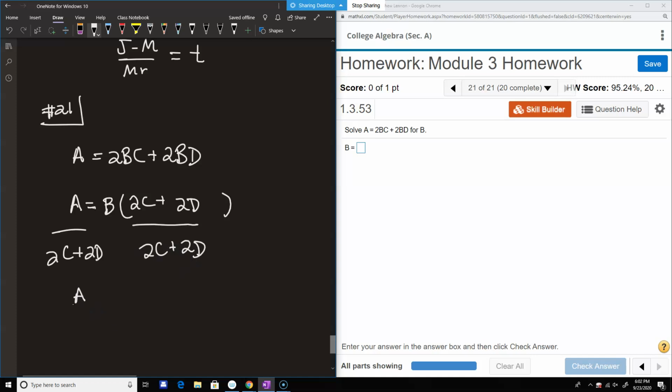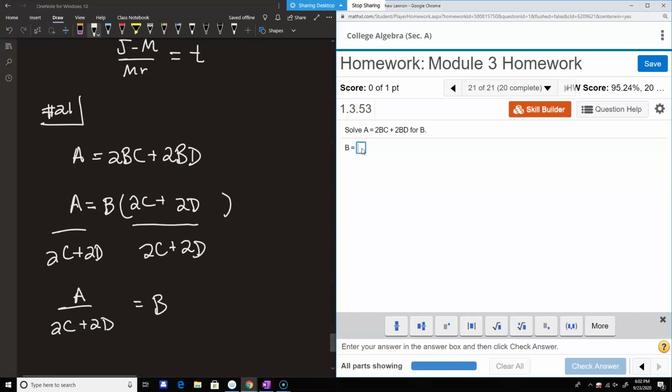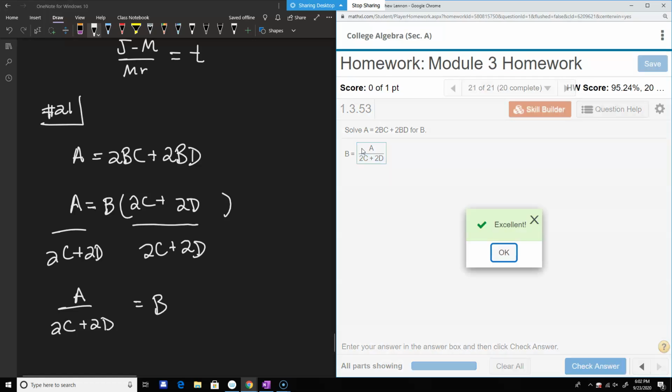So a divided by this (2c plus 2d) is equal to capital B. And that's it. Again, capital sensitive. So if you have that letter in multiple places, you have to factor. Okay, so let me stop the recording.